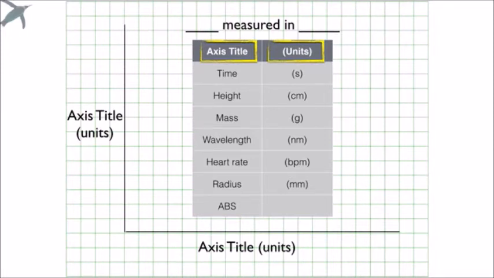There are a few exceptions. The most notable is absorbance. You'll see sometimes it will be written as just a capital A. It is unitless. So if you are measuring absorbance in a spectrophotometer, you don't need units there. But everybody else is going to need units.